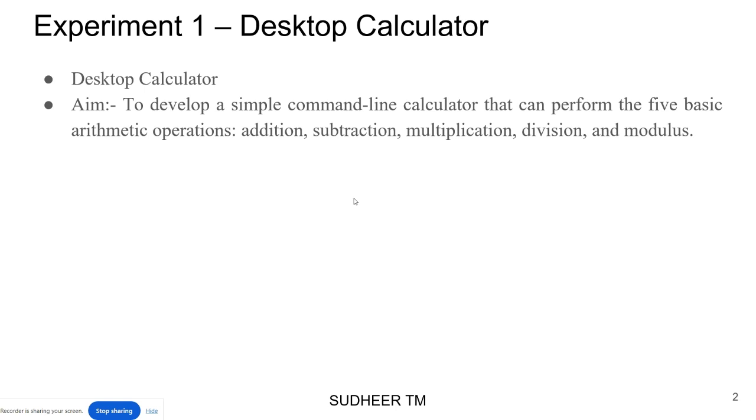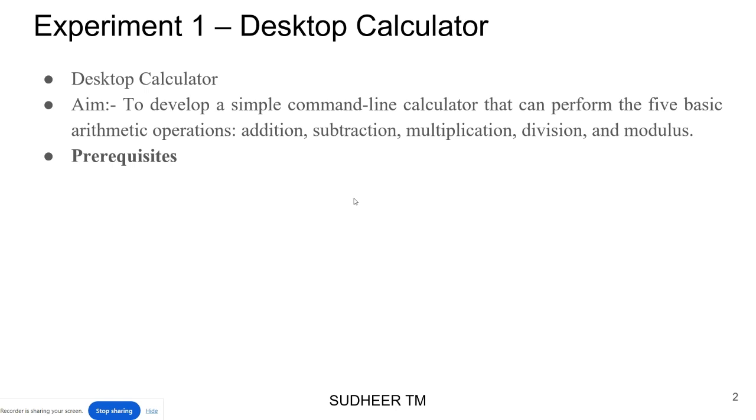So our aim of the experiment is to develop a simple command line calculator that can perform 5 basic arithmetic operations. Operations are addition, subtraction, multiplication, division, and modulus. That's exactly what is mentioned in the syllabus. So we need to have a simple program, and the title of the experiment is Calculator. At least 5 basic operations, as stated in the syllabus. So exactly what I have taken is addition, subtraction, multiplication, division, and modulus operation.